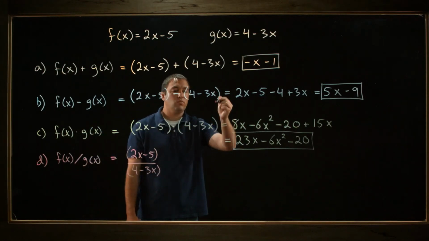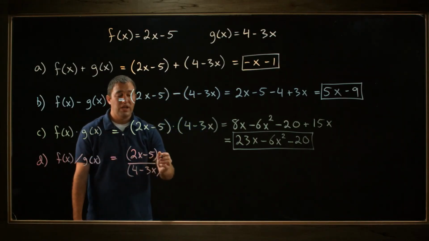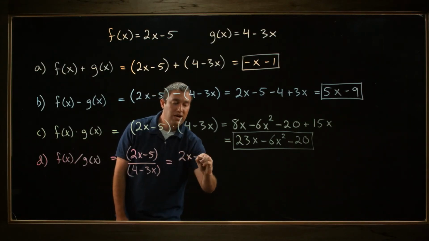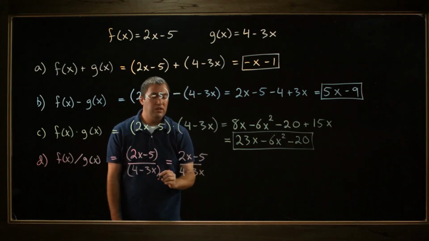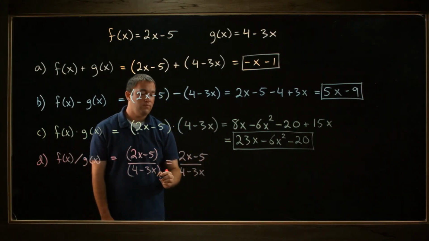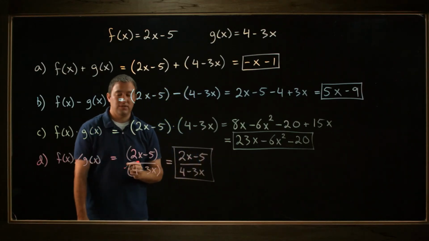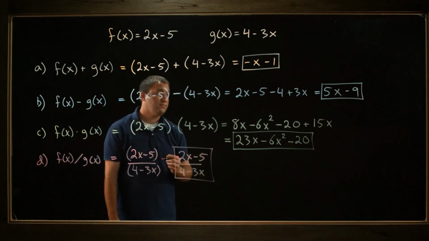Now, in the previous three problems, we simplified afterwards. In this case, we don't really have to simplify. I could take away those parentheses if I wanted, 2x minus 5 over 4 minus 3x. But it looks like simplifying won't really help us out here. This is a pretty simplified answer as it is. So f of x divided by g of x is just 2x minus 5 over 4 minus 3x.